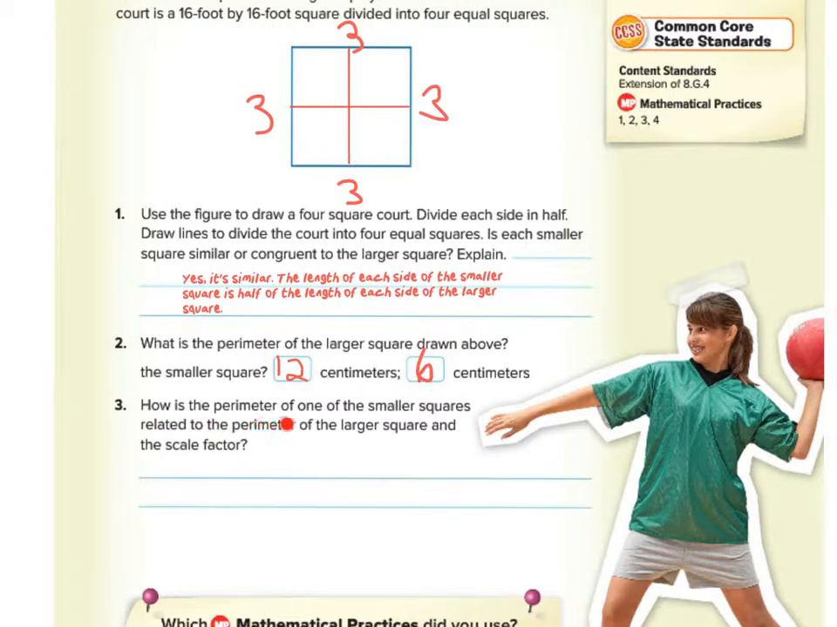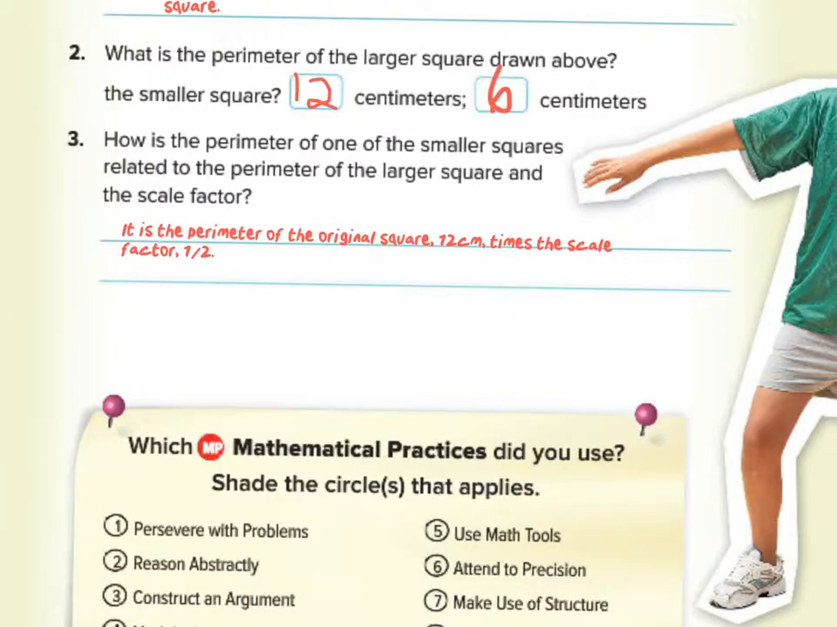How is the perimeter of one of the smaller squares related to the perimeter of the larger square and the scale factor? Well, it is the perimeter of the original square, which is 12 centimeters, times the scale factor, which is a half. Okay, my scale factor is a half. You notice that the perimeter went down by a half, right? So I would take that and multiply it by a half, and I would get 6.